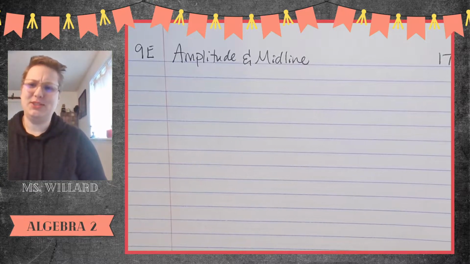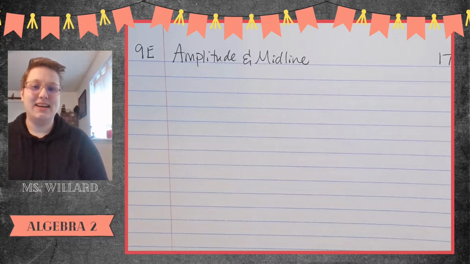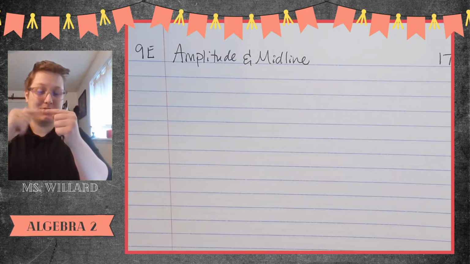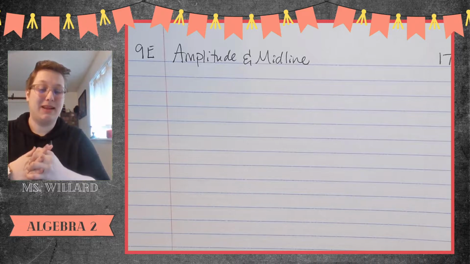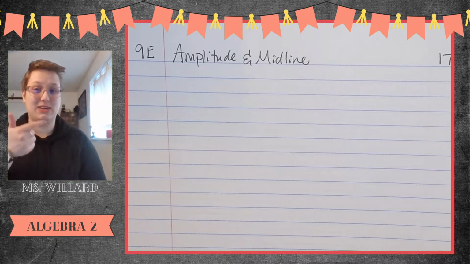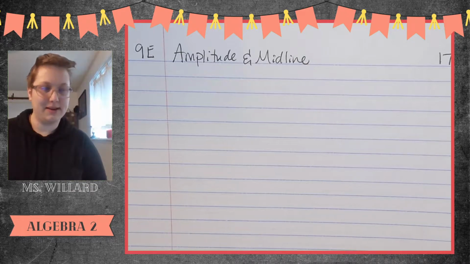Let's do amplitude and midline. Amplitude again is how high the graph is from the middle to the top or the middle to the bottom, not the whole height. And the midline is literally the line in the middle. So let's talk about how to transform sine and cosine for different midlines and amplitudes.